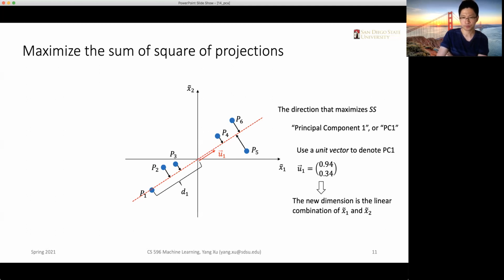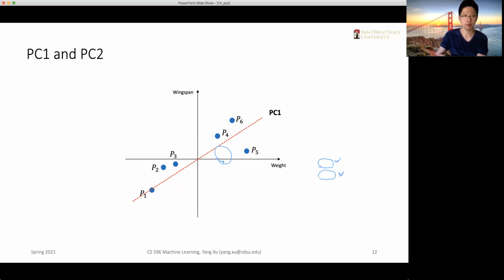And this new direction is a linear combination of x1 tilde and x2 tilde. That means U1 takes 0.94 of x1 tilde plus 0.34 of x2 tilde, right? So that is what these numbers mean with respect to the original features. That is a linear combination, which is our PC1.